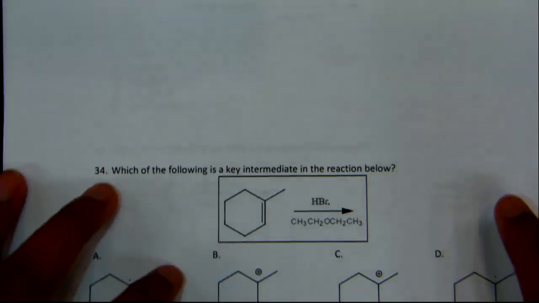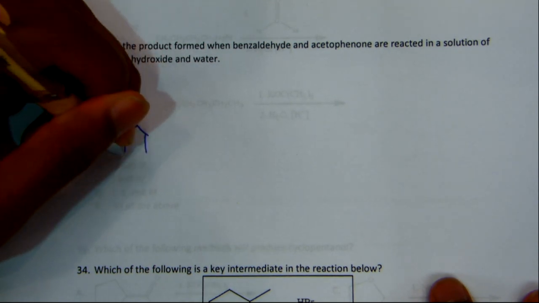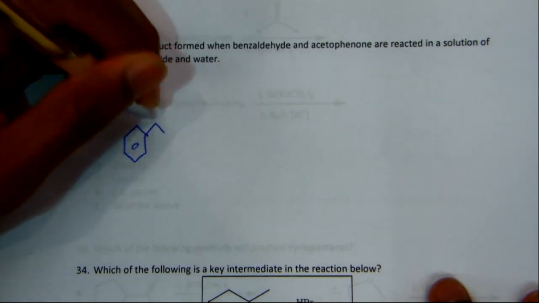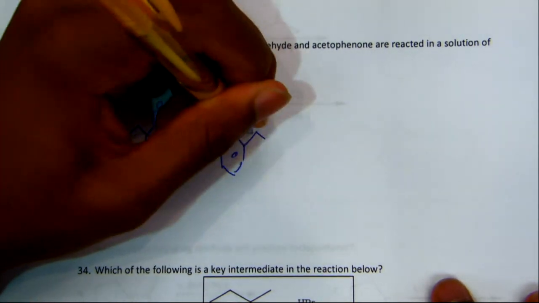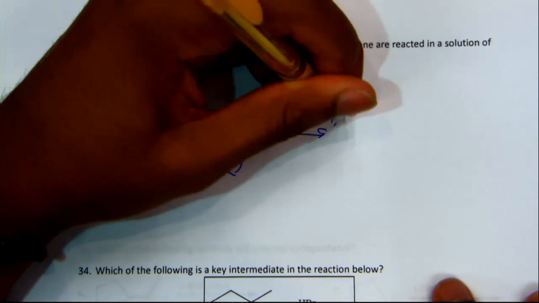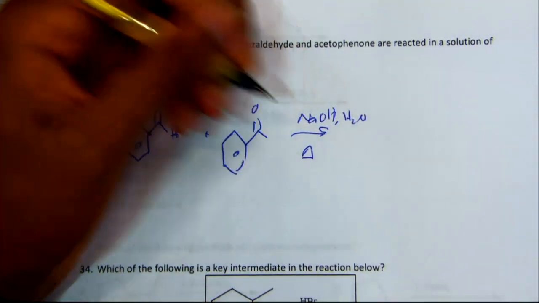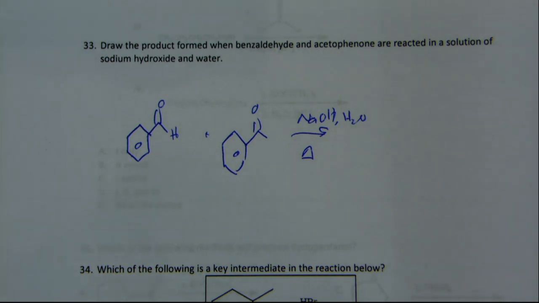Okay, so let's draw the product formed with benzaldehyde and acetophenone. So this is all alpha carbon stuff. So this is an aldol. I'm just gonna put heat. Let's say it's an aldol condensation. It's going all the way.